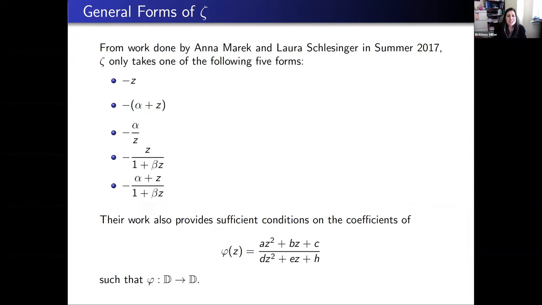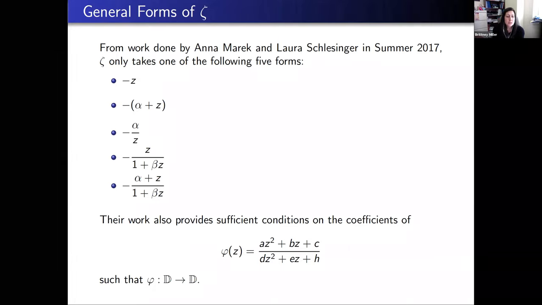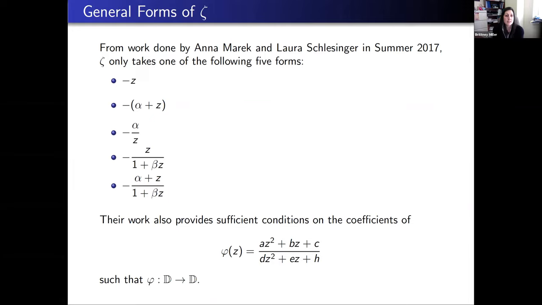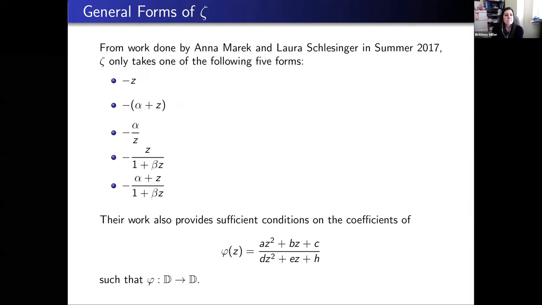Again, I think I mentioned at the beginning of the talk that I haven't thought too deeply about a lot of this work unless it's been with my students over the last few summers. A couple of my students, Anna and Laura, in the summer of 2017 sat down for their summer research project and wrote down all the possibilities that this zeta function could take. It really only boiled down to five possibilities.